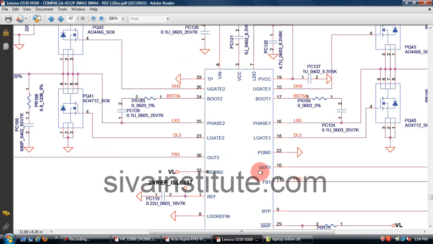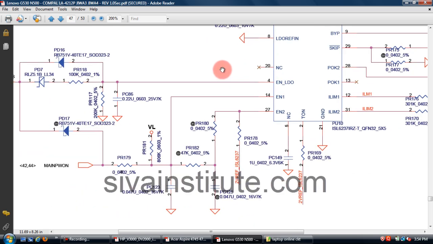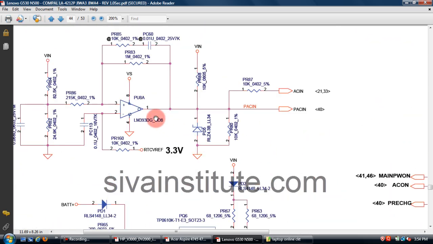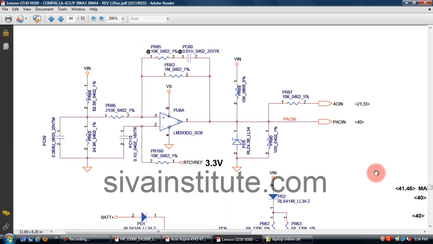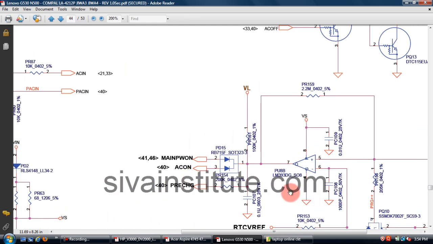If there is no voltage at this point, EN1 and EN2, you should check main power on. You should check page number 44. You should check PU8 LM393. So many sets have this IC, an 8 pin IC. You should check this 8 pin IC LM393. This main power, how to check this one?